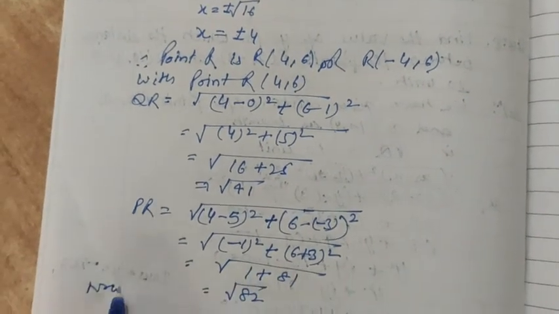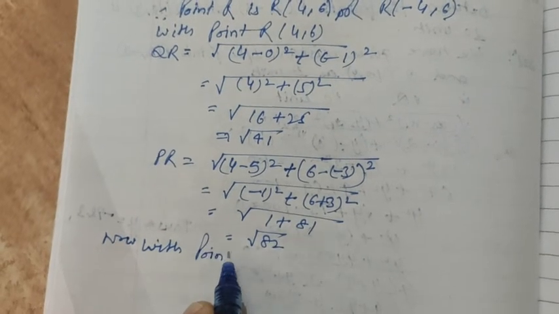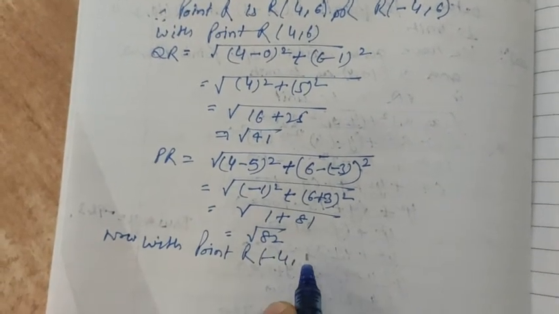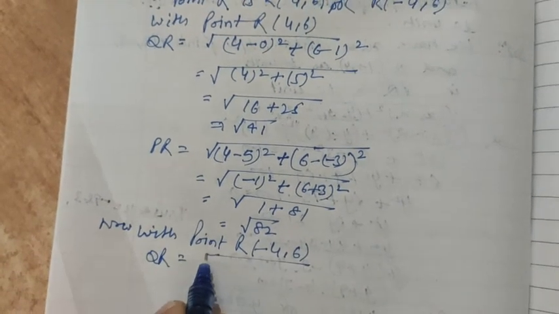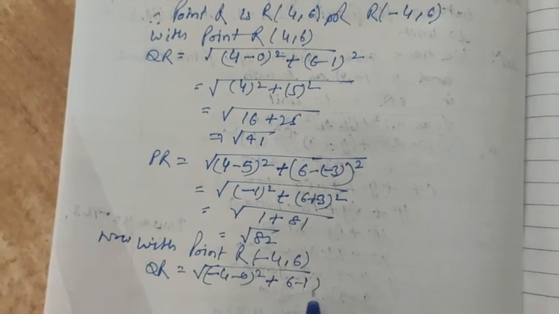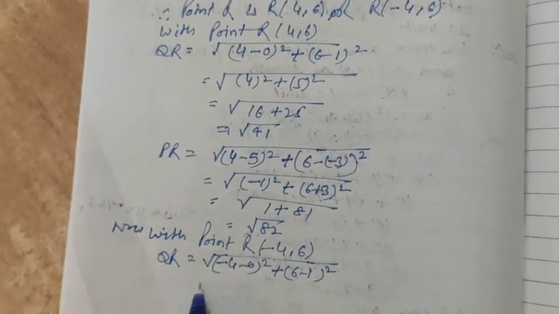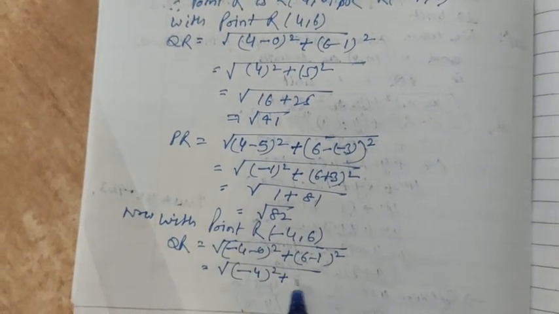Now with point R as (minus 4, 6), we need to find the distance QR again. So QR will be the square root of (minus 4 minus 0) square plus (6 minus 1) square. So this will be minus 4 square plus 5 square.